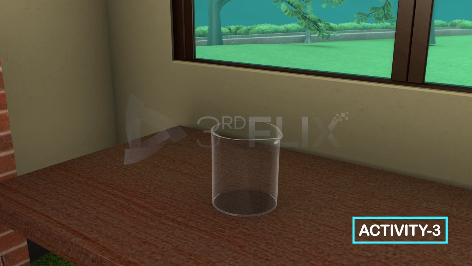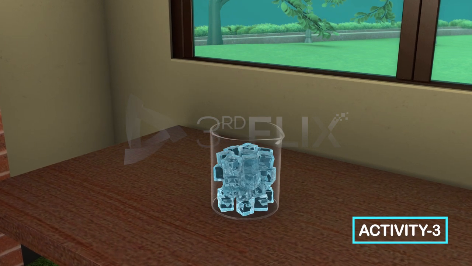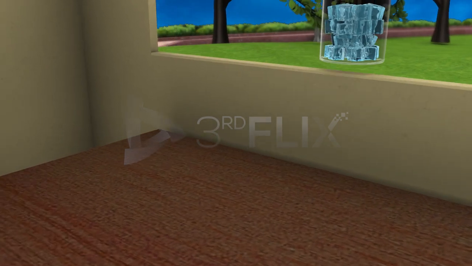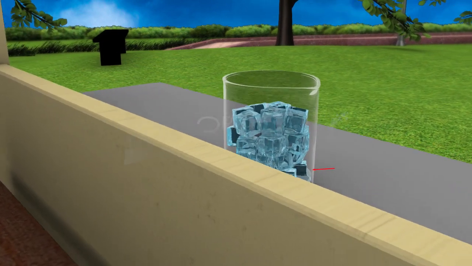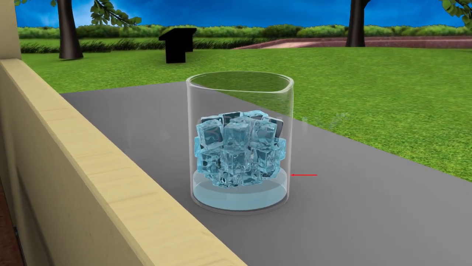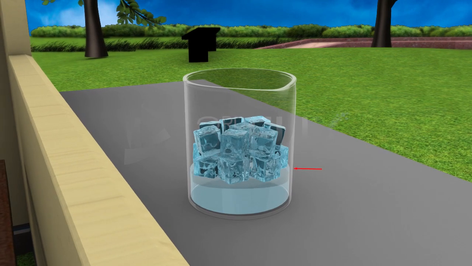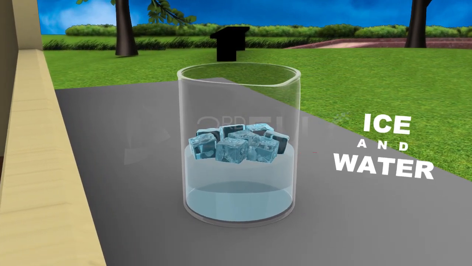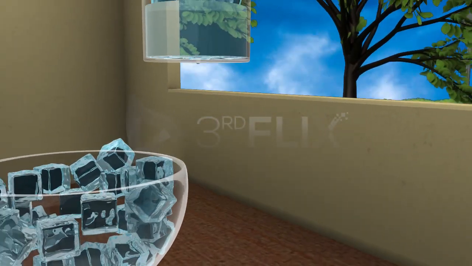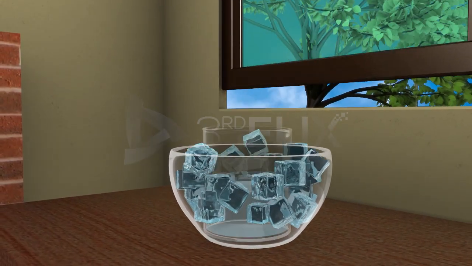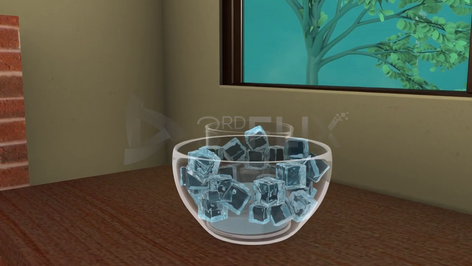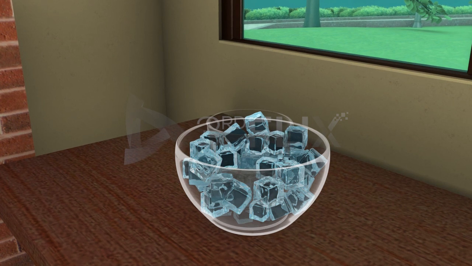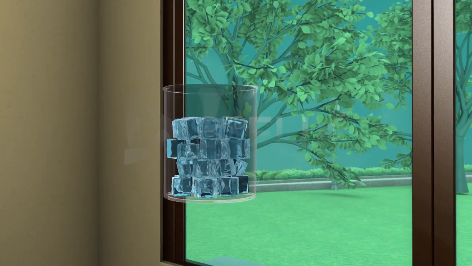Activity 3. Take some ice in a glass or plastic tumbler. Melt a small portion of ice by placing the tumbler in the sun. You have now a mixture of ice and water. Now, place the tumbler in a freezing mixture like ice plus common salt. The water becomes solid ice once again. Therefore, this is a physical change.